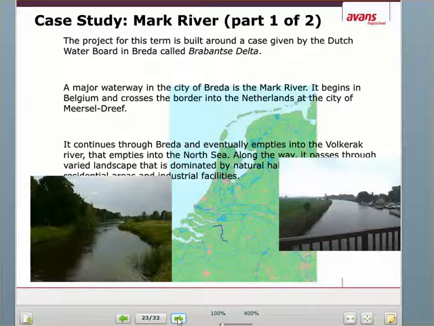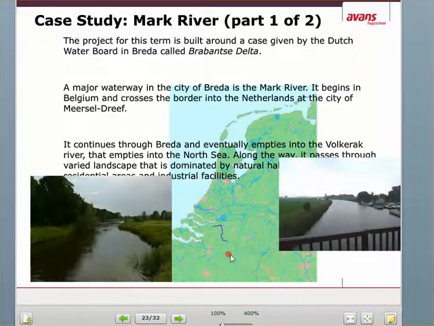Okay, so this project is basically given to us by the Water Board, or a waterschap in Dutch, called Brabantse Delta, and you'll be meeting them. What they do, I'll continue, is they look at the waterways in the Netherlands. One of the major waterways is the River Mark, and it begins in Belgium.